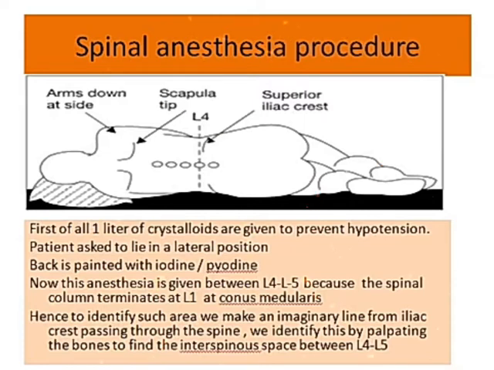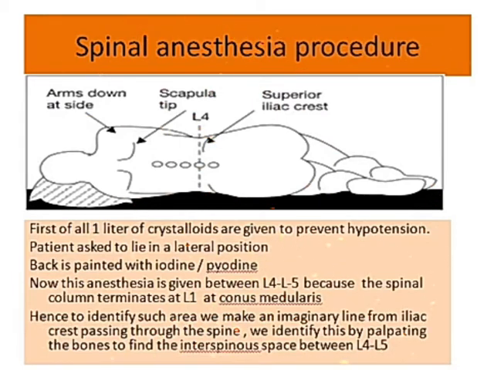Now, the procedure of this anesthesia is that first of all 1 liter of crystalloids is given to prevent hypotension, and the patient is asked to lie in a lateral position. The back is painted with iodine or povidone. Now the anesthesia is given at the L4 and L5 level, below the spinal cord termination point, which is also known as conus medullaris.